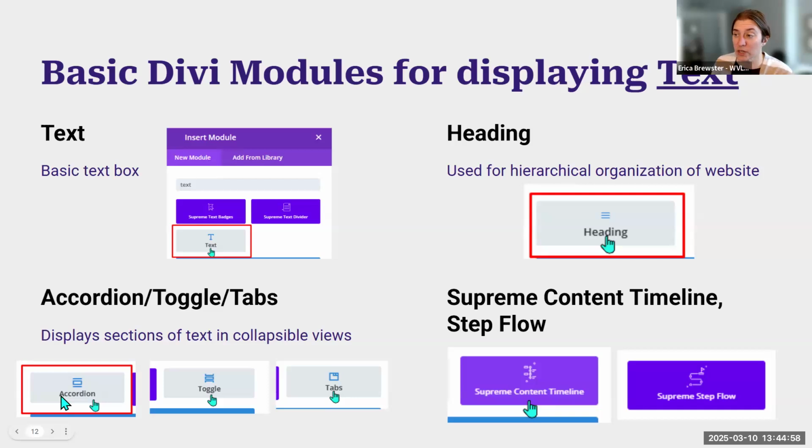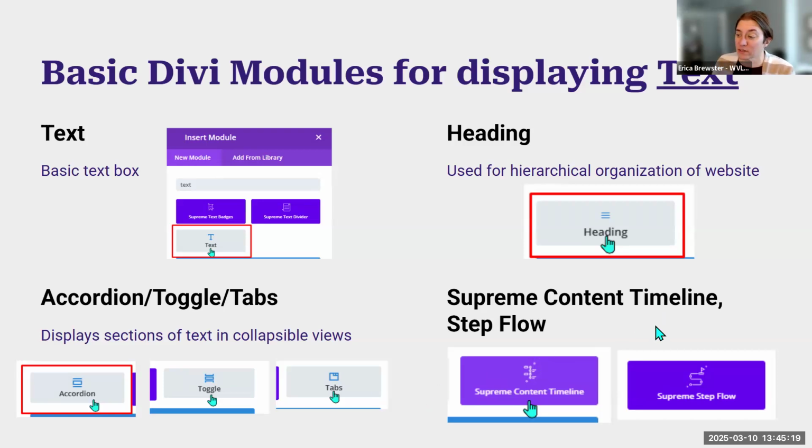In addition, for displaying text, you can use an accordion module, a toggle module, or a tabs module. These modules are ways of expanding and contracting larger amounts of text, so that somebody doesn't have to scroll so far down a web page. And I can show you a couple examples of that in a second.